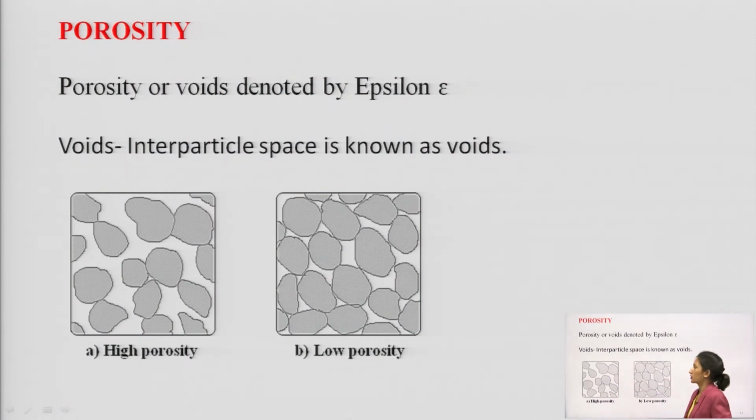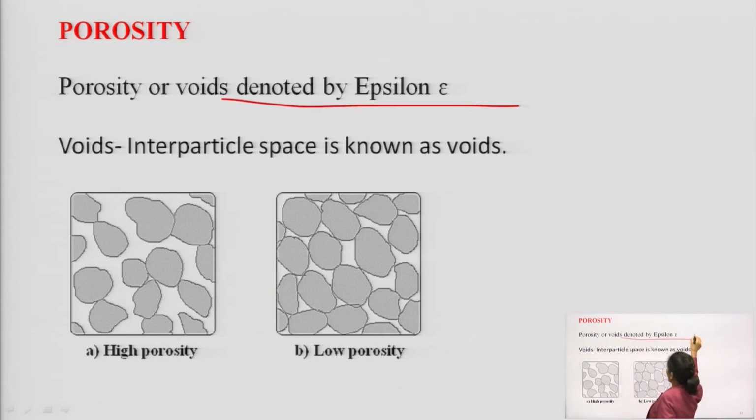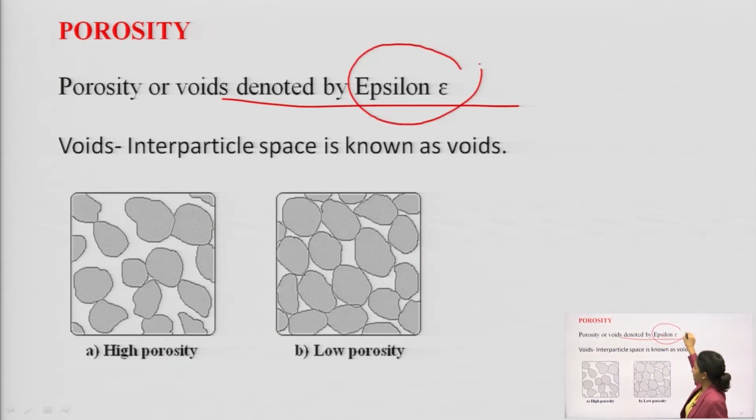Now the next one is porosity. What is porosity? Porosity means the void space, that means the interparticle space. Porosity or void is denoted by the epsilon. Voids, the interparticle space, is known as the void.